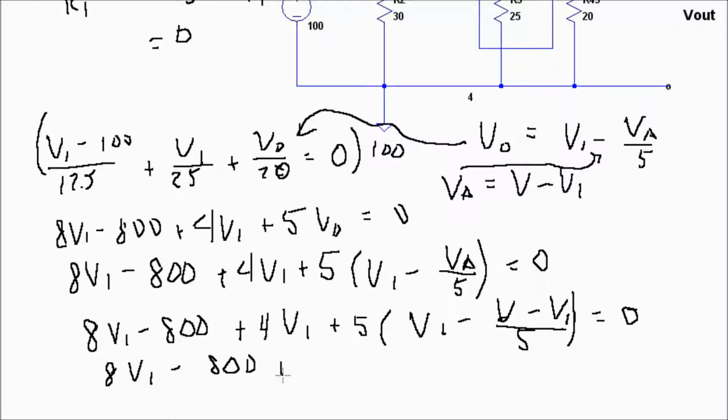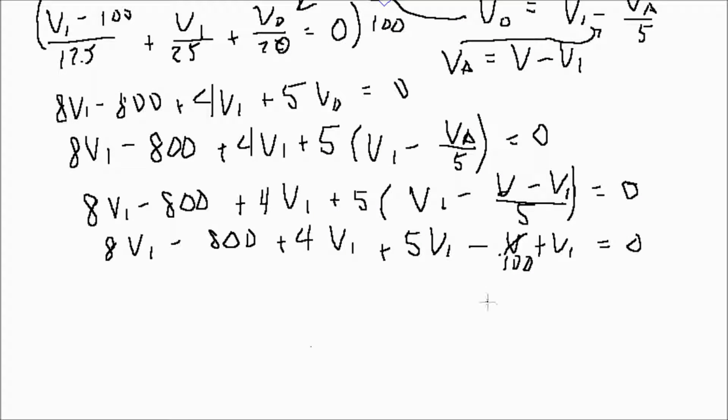Just a little bit of algebra here. Minus 800 plus 4V1 plus 5V1 minus V plus V1 equals 0. You see the 5s cancel out and give us a nice clean number. V is 100, so that's minus 900. I'm going to add all the numbers on this side: minus 800 minus 100, and put that over on the right side of the equation. So that comes out to 900 on the right side.